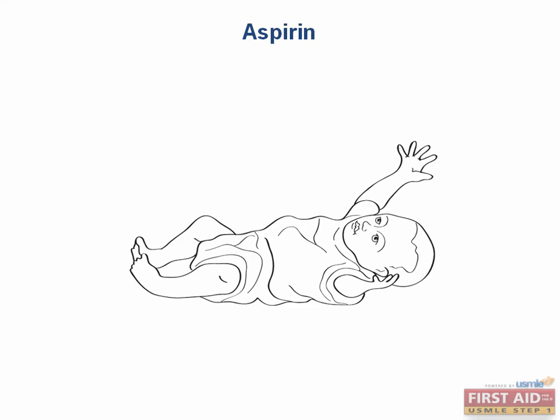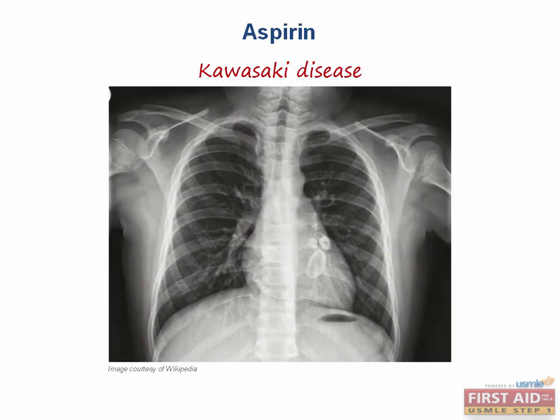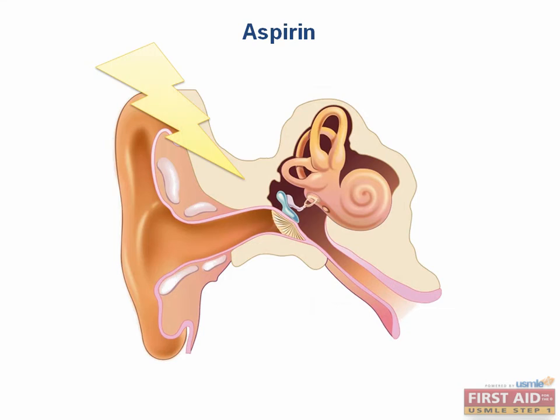Do you recall when is the only time to use aspirin for children? To treat Kawasaki disease, where the benefits greatly outweigh the risks to treating. In this case, the risk of developing a coronary aneurysm, as seen in this X-ray, outweighs the risk of developing Reye's syndrome. Aspirin is also known to cause tinnitus, or ringing in the ears, in some patients.